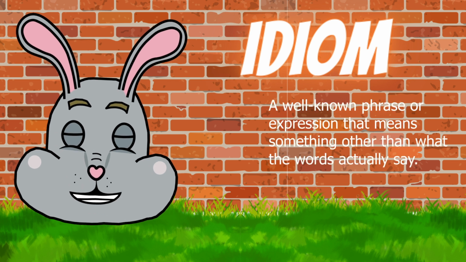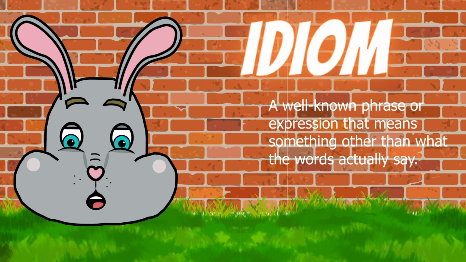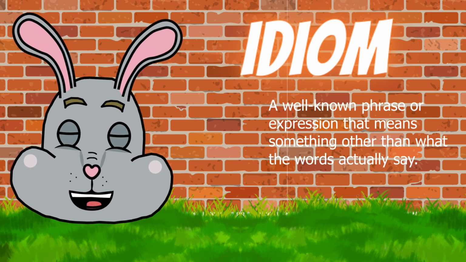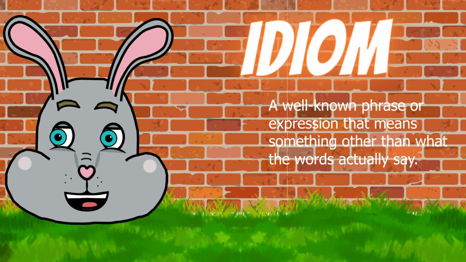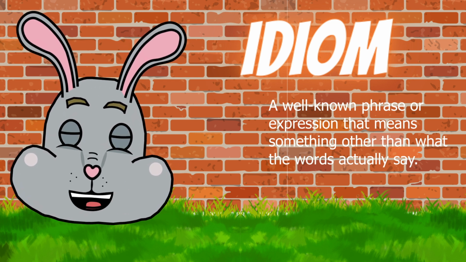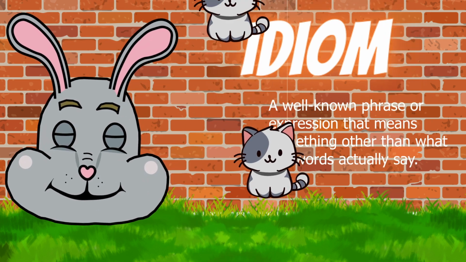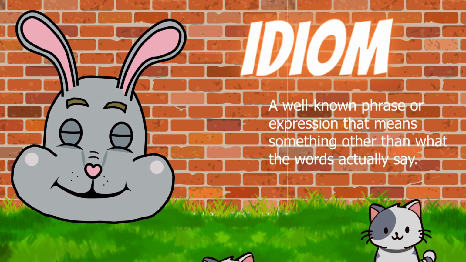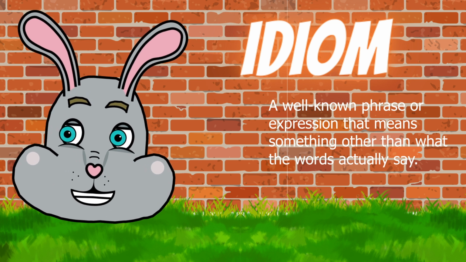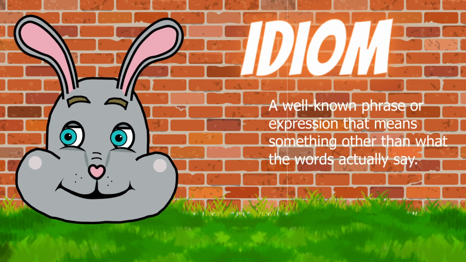An idiom is a well-known phrase or expression that means something other than its literal meaning. If something is a piece of cake, then that means it's really easy. If it's raining cats and dogs, it means that it's raining really hard. It doesn't actually mean this, because that would be bad. Yeah. An idiom has to be a well-known phrase. It can't be just something that you make up on the spot. If a lot of people don't know it, then it won't be an idiom.